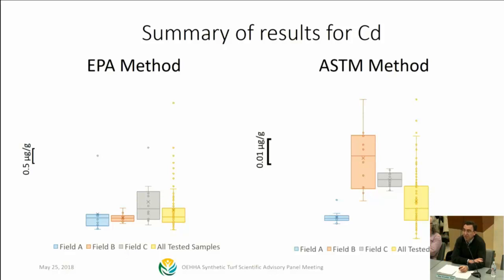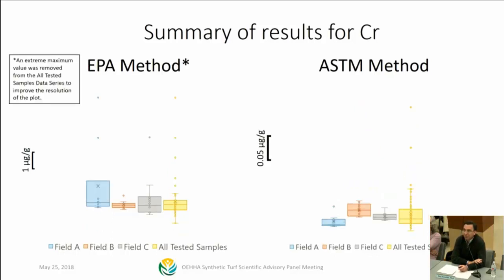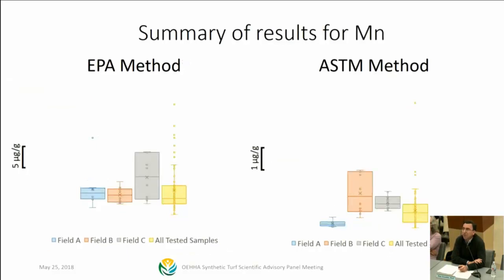Fairly similar trends. When we switch from one method to the other, the actual position of the box plots shifts, which clearly represents that not all fields are the same, but they are roughly within the same ballpark, I would say. This is for chromium. In this case, we have all quite similar results.